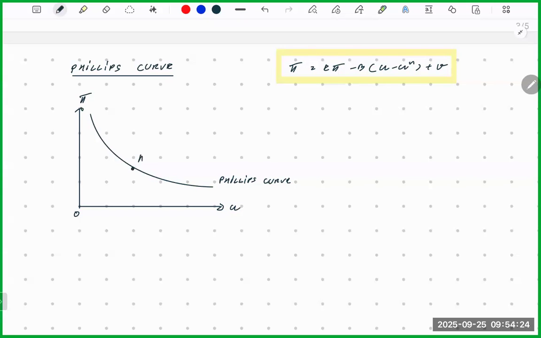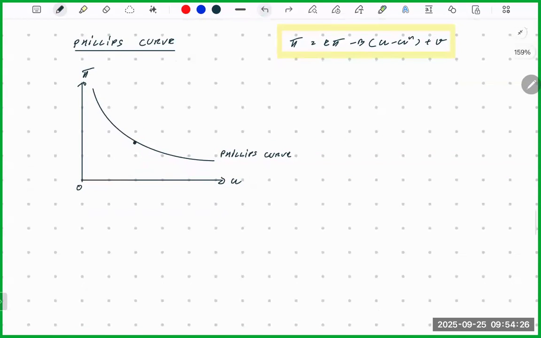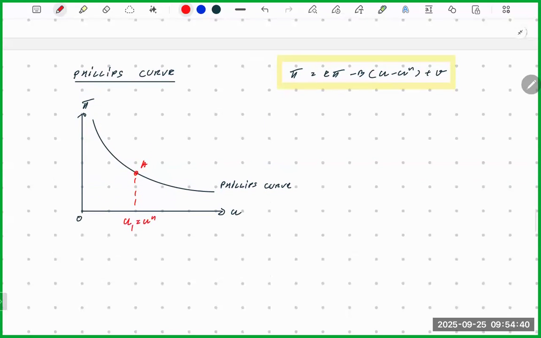Let me give you the starting point of the Phillips curve. Let's say point A. Let me change to the red color. Point A is a point where U1 equals UN, if unemployment equals the natural rate. If U equals UN, go back to the equation, this bracket becomes 0. So the whole equation becomes pi equals expected pi plus V. At point A, pi 1 equals expected pi plus V. This is the starting point, point A. Okay, got it?